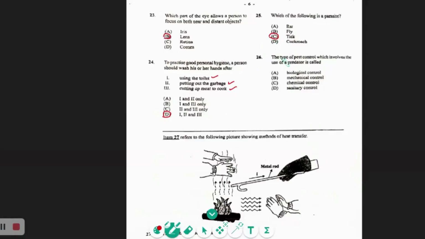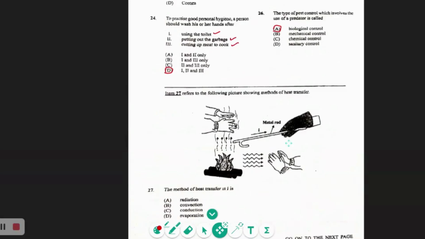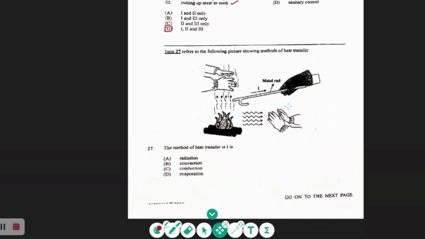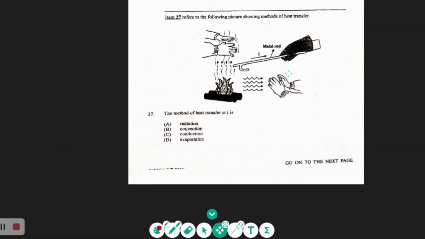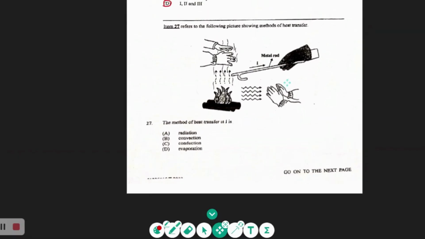26. The type of pest control which involves the use of a predator is called A. Biological control. So that first part there was basically section A of the Integrated Science syllabus with the biology part of it, right? So now we move on into part C of the syllabus here.